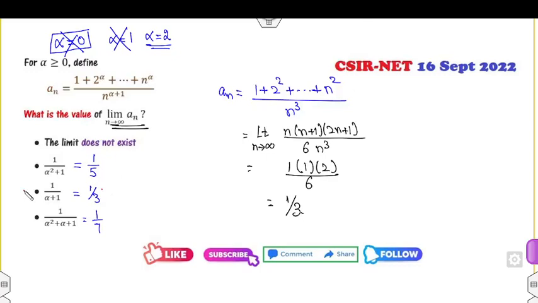So which is the case? Third is my right answer for this problem. And you can see that this limit is unique and exists. So the option that the limit does not exist is cancelled.